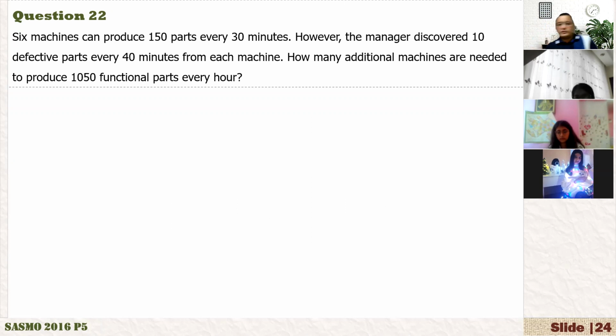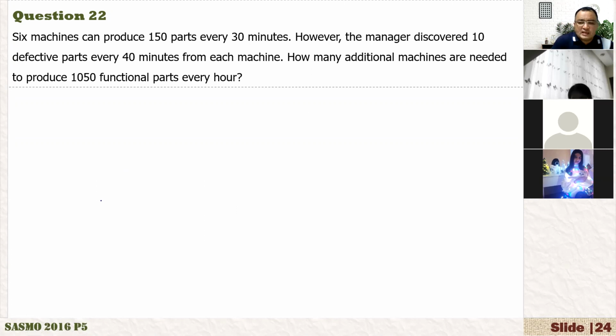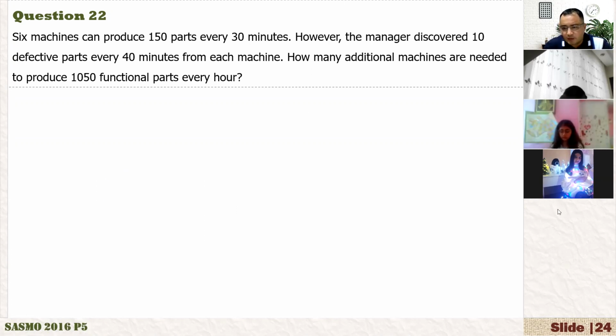Okay, girls, let's do it together. We are running out of time. So this is actually a rate problem in math, because we are talking about machines and parts. Okay, now let me just make a table here. Now we have one answer. Elmira says 64. No, Elmira, it's not 64.